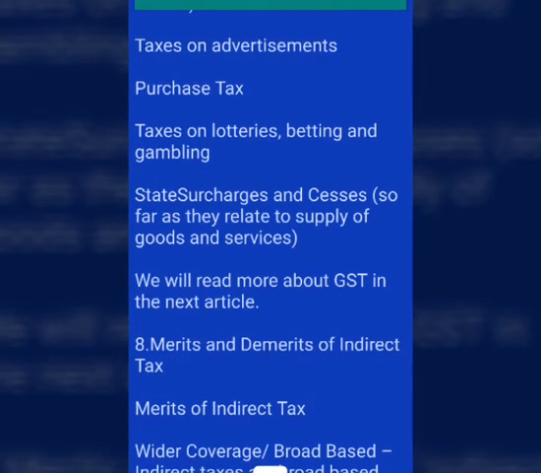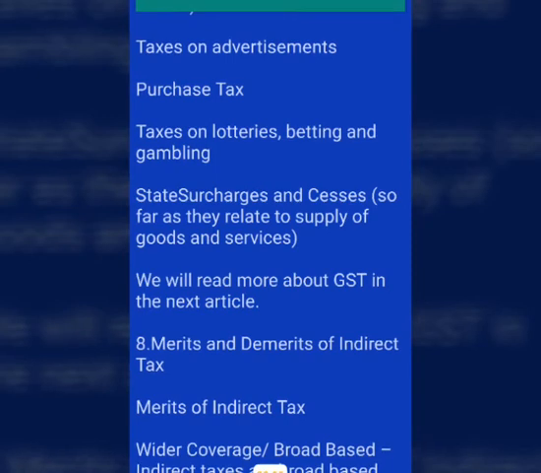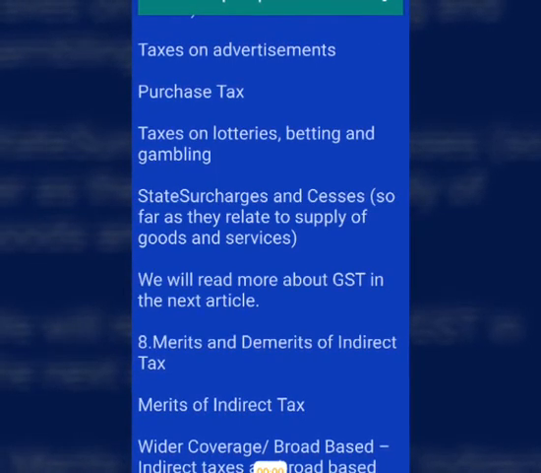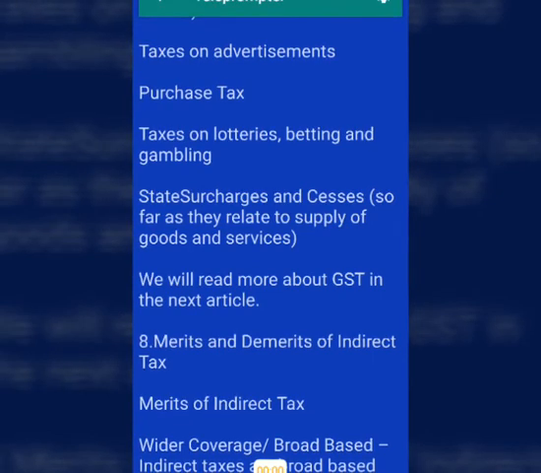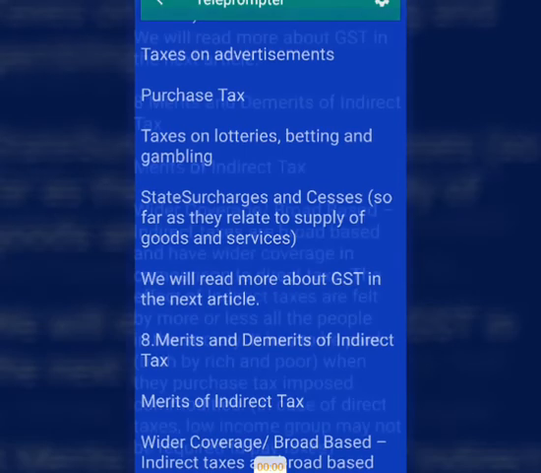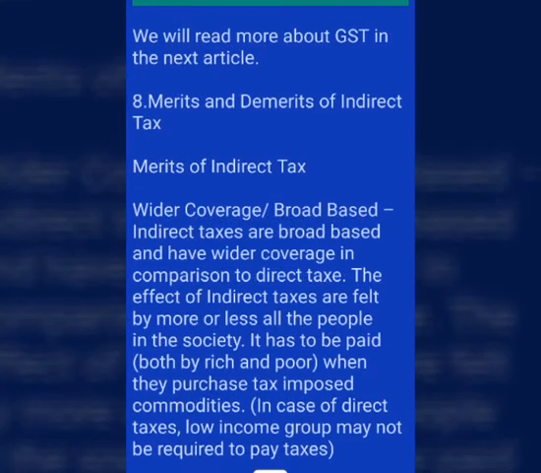Demerits of indirect tax. Regressive in nature, not equitable. The rich and the poor have to pay the same rate of indirect taxes on commodities of mass consumption. This may further increase income disparities among the rich and the poor. They impose a heavier burden on the poor.